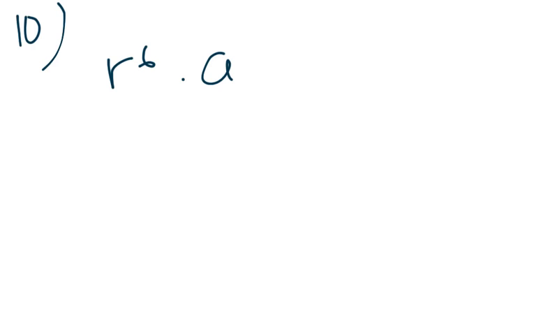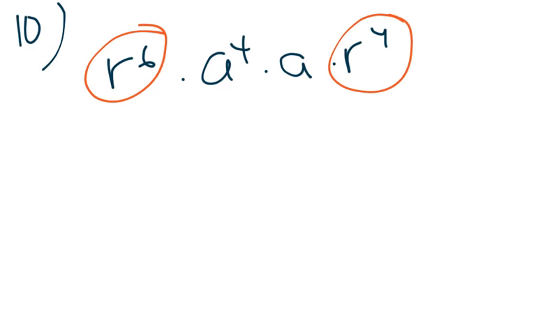Number 10, we have r to the 6th times a to the 4th times a times r to the 4th. So we can't just combine these all together. We can only combine them if they have the same base. So we have r to the 6th and r to the 4th, and we have a to the 4th and a.